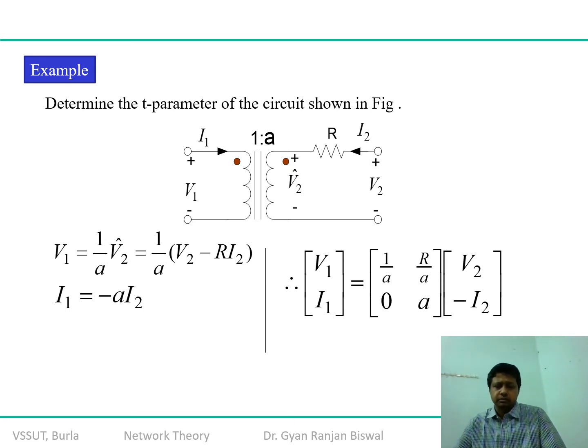So we are considering something different from V2 because it is going to be separated by a resistance R. So it is V2 dash. At the same time, I1 is equal to minus a times I2, or you can say that I2 is equal to minus 1 by a times I1. Okay, so you can write down your transmission parameters over here.